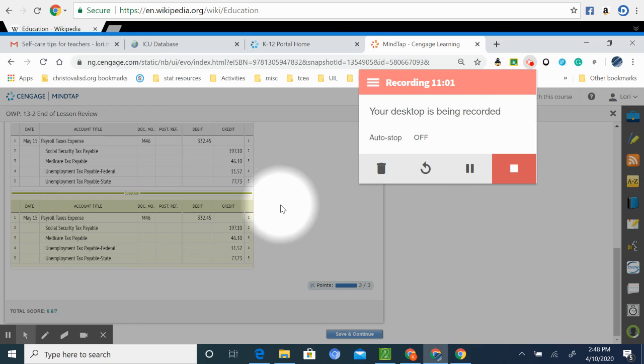Sorry, I forgot to start recording this before I hit check, but you should have had your May 15th, you had the payroll expense as the only debit, and that was $332.45. These other numbers, you can double check it, make sure they add up to equal this amount. And then you have your Social Security tax payable, Medicare tax payable, unemployment tax payable federal, and unemployment tax payable state. Check those numbers and see if you match up.